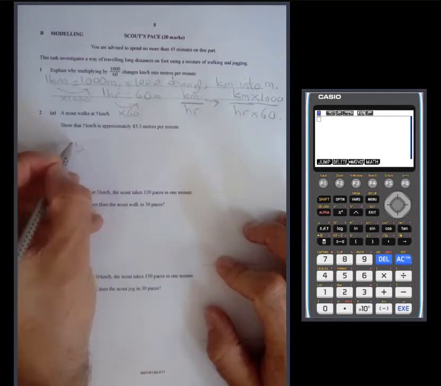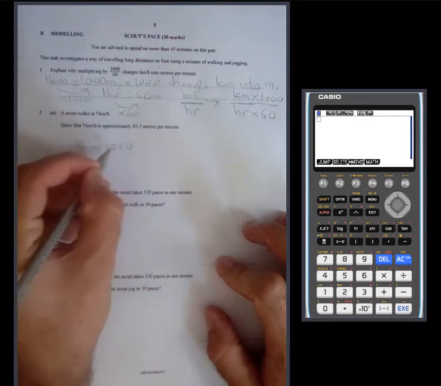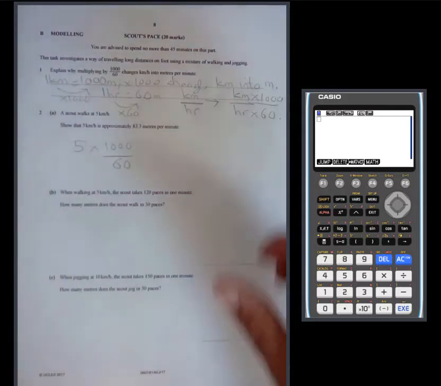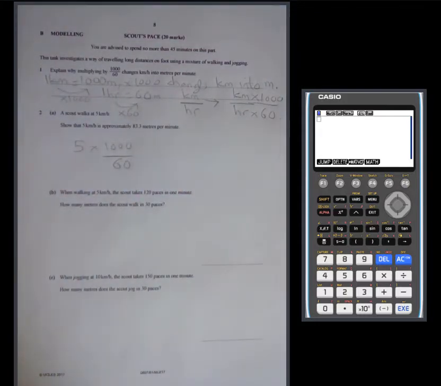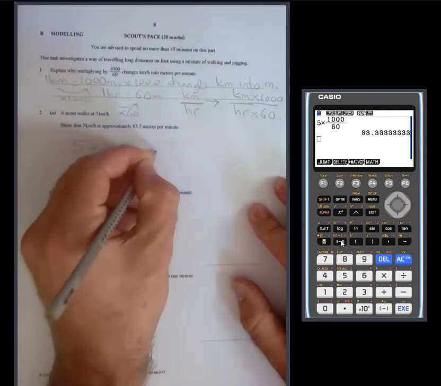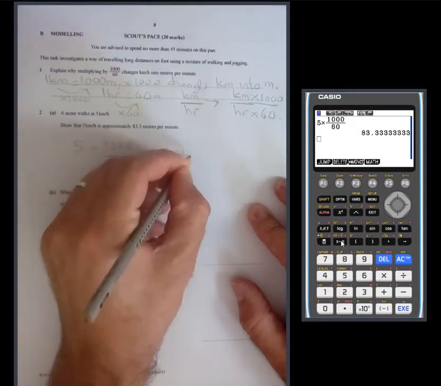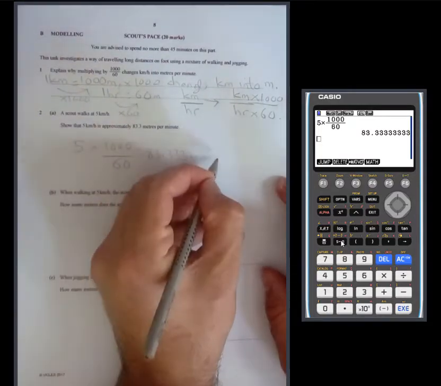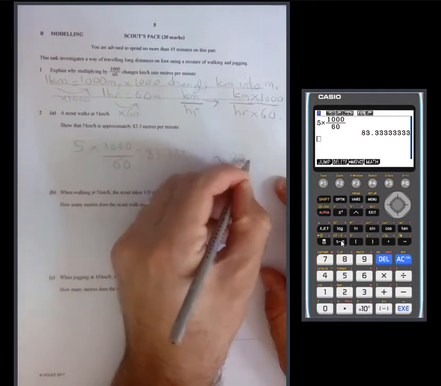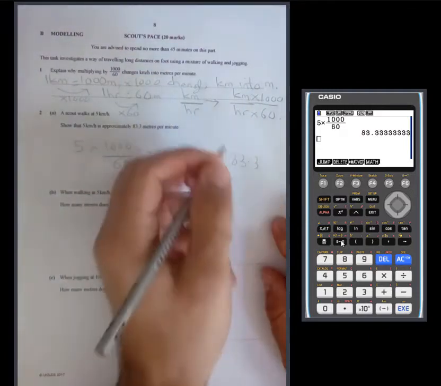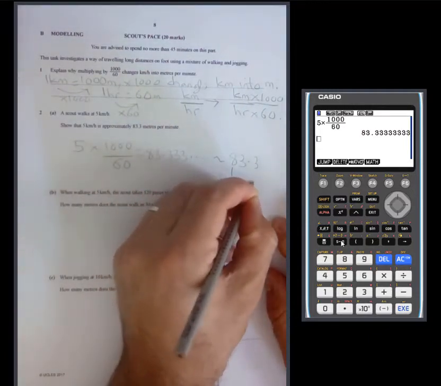So they're working out 5 times 1000 over 60. And if it's to show that, maybe we should show the rounding. So go to the calculator, 5 times 1000 over 60. And that gives us 250 over 3. Well, that gives us 83.333... So that's approximately 83.3 meters per minute. And that'll do.